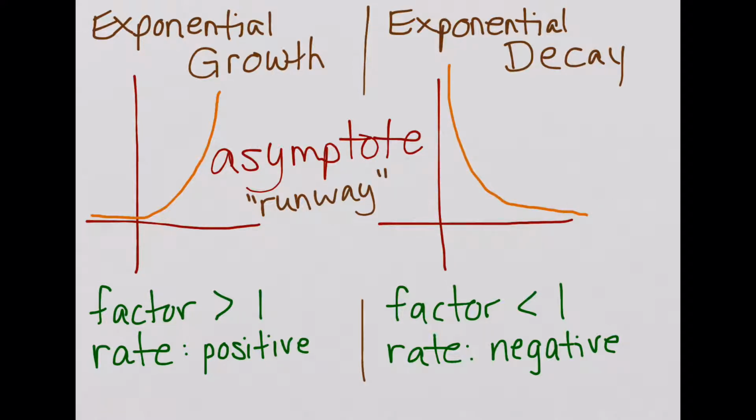It's getting closer and closer and closer to that runway, but never actually touching it. That line that I'm approaching right there is called the asymptote. So in this case, it would be this line right here, where y equals 0. That's the asymptote for this graph.